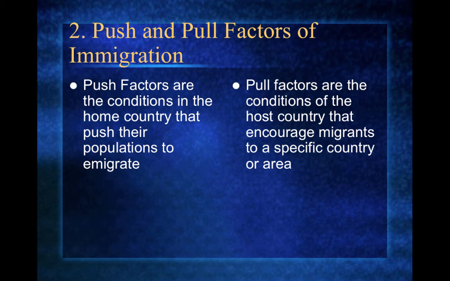In terms of immigration to the United States, we must always consider the push and pull factors of immigration. Push factors are the conditions in the home country that push their populations to emigrate or leave their country, such as poverty, war, and political corruption, religious persecution, unemployment, lack of civil rights, etc. Pull factors are the conditions of the host country that encourage migrants to that country or a specific area, such as opportunity, employment, better living conditions, political asylum.